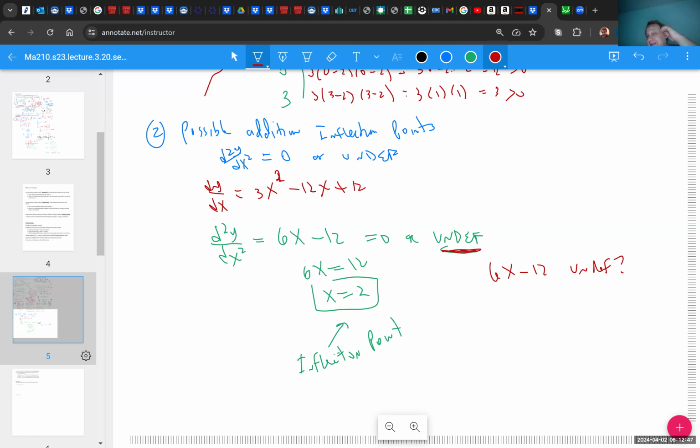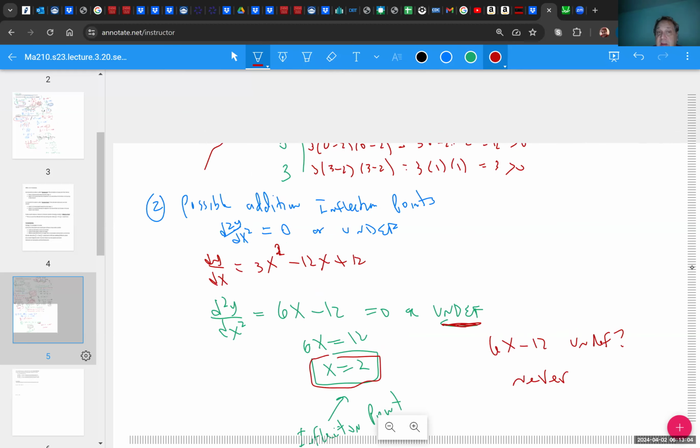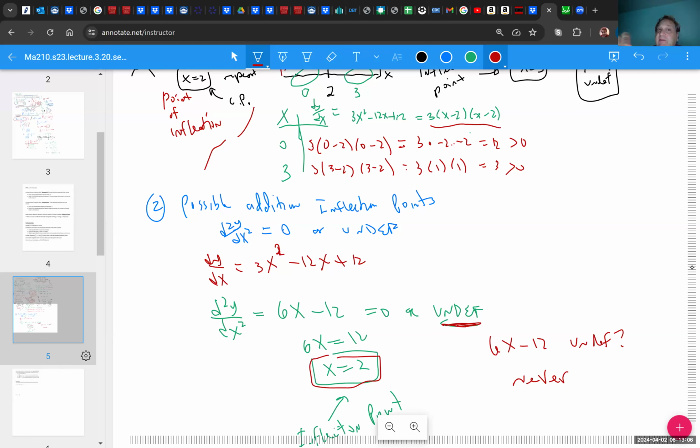6x minus 12 is a line. Lines are never undefined. You don't divide by 0, etc. So this is never undefined, so we don't find any inflection points from this. But we do get an inflection point at x equals 2. And we also had an inflection point from above at x equals... oh, it's the same darn one.